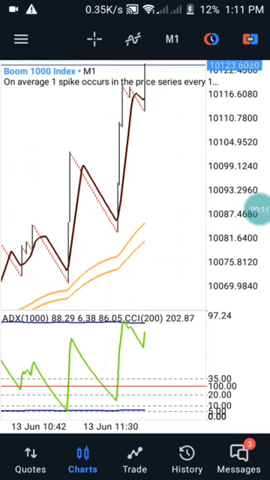So guys, today I'm back with another strategy for you to catch a spike entry. And I know that if you trade with this, you are going to make a lot of profits.